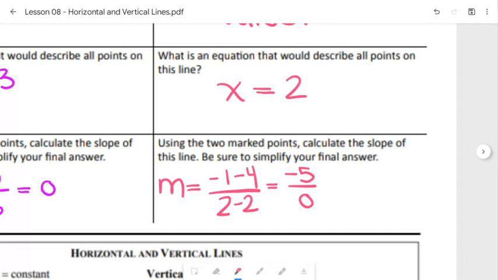Think of it, the whole point of division is to break up things into even groups. Well, if there's 0 groups, then this just falls all the way apart. Now, you can plug that into your calculator. If you try -5 divided by 0, you'll see that you get an error message. It won't allow you to divide by 0. This is known as an undefined slope.